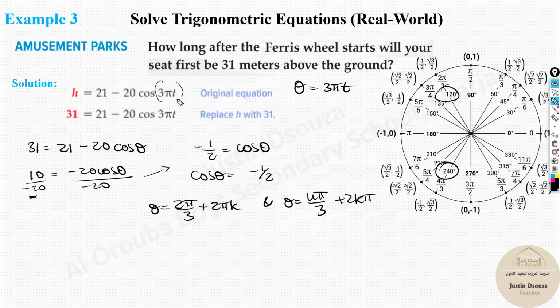So always, whenever you have more than just theta inside the cos, always assume that to be theta and solve. Make it theta and start solving. Now I got two thetas, right? Now substitute the theta value back.